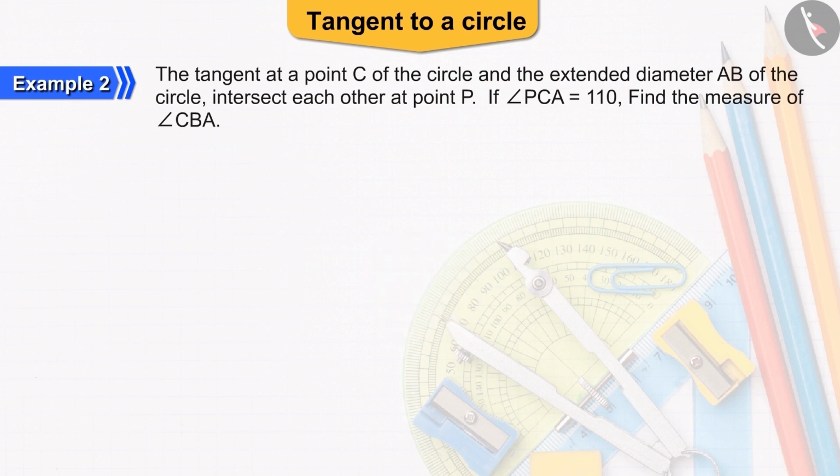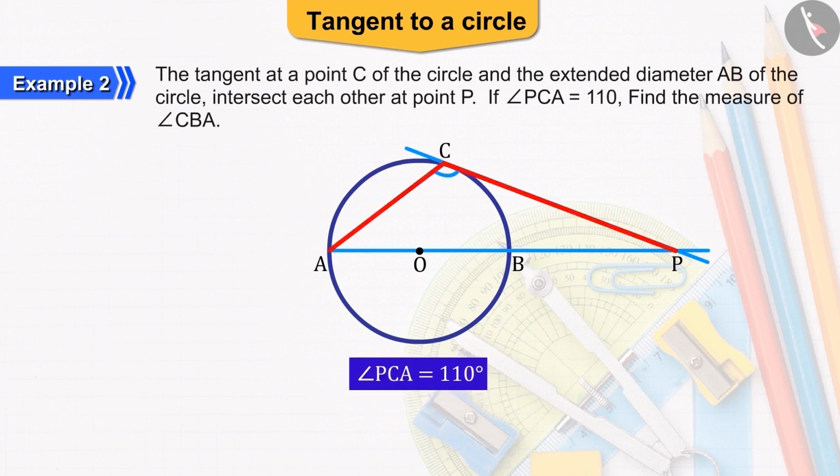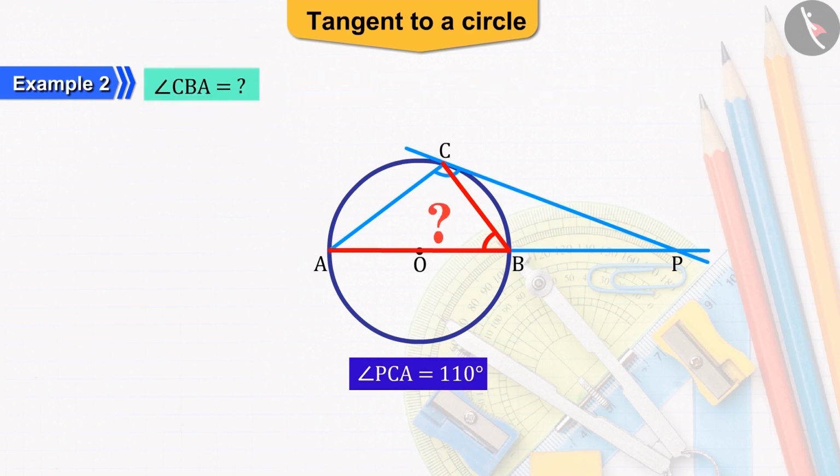Let's first draw a figure for this question. Suppose there is a circle with center O and diameter AB. On extending AB, it intersects the tangent formed at point C on the point P. From the question, we know that the value of angle PCA is 110 degrees and we have to find the value of angle CBA. Let us join point C to the center O.